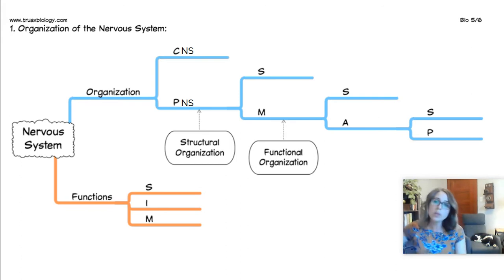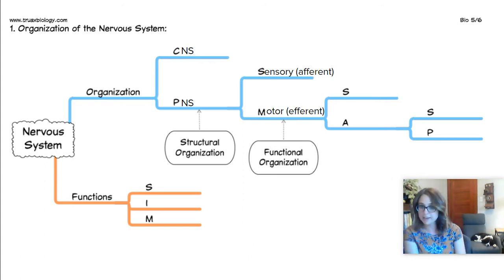Now, when we refer to things being sent out and in from my peripheral nervous system, it gets organized into what we call the functional organization, and that's what these branches down here are representing. Not like an actual organ, but their job or their role. So my peripheral nervous system is broken up into either those things that are sensory, sending information to my central nervous system, so the afferent pathway, or they are motor, sending a signal out to do something. They have an effect on an effector, a muscle or a gland.